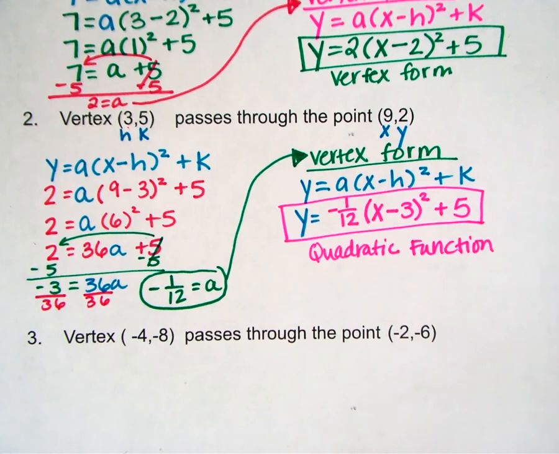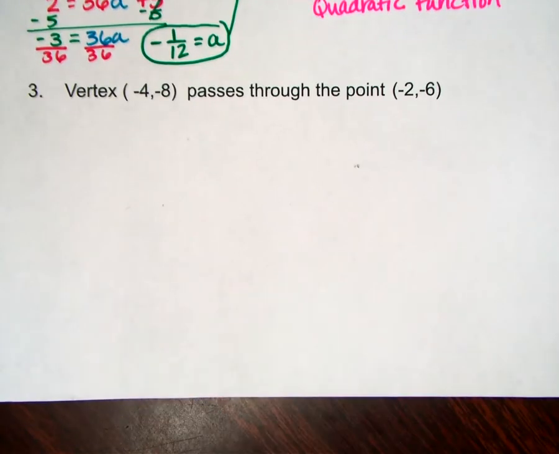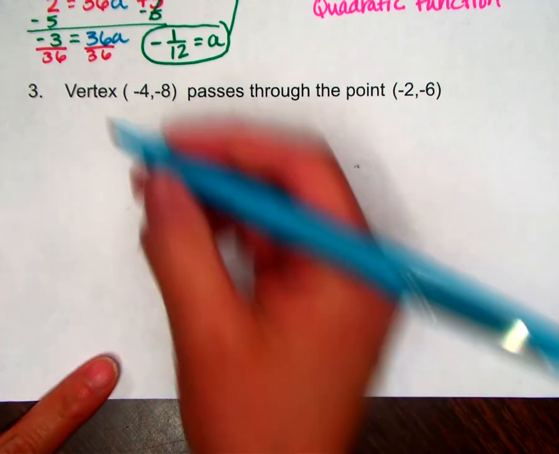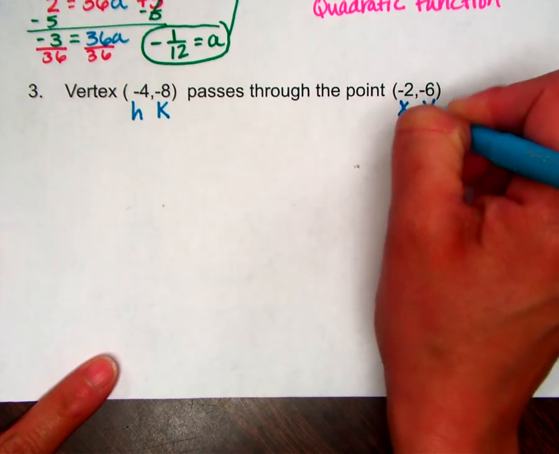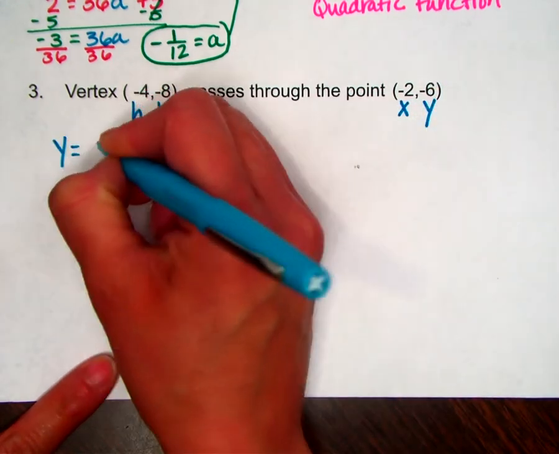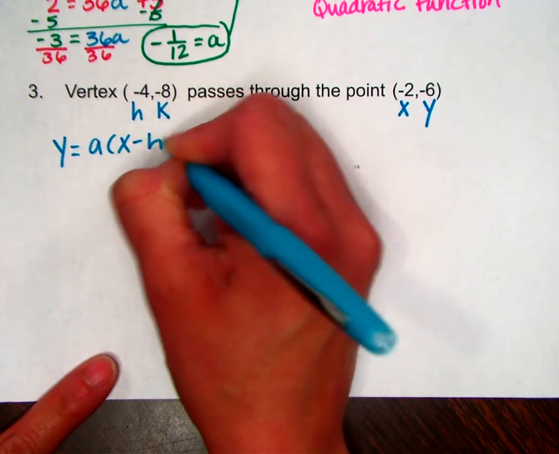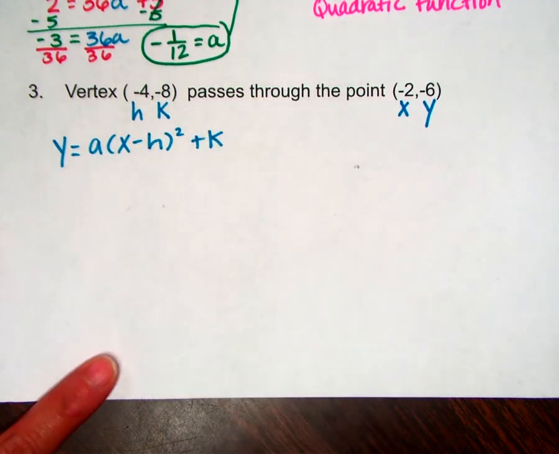In the very last example, we have our vertex to be negative 4, negative 8, and your point to be negative 2, negative 6. So this is my h and k, this is my x and y. So I'm going to write the vertex form, y equals a times x minus h squared plus k, and I'm going to substitute in the values I know.